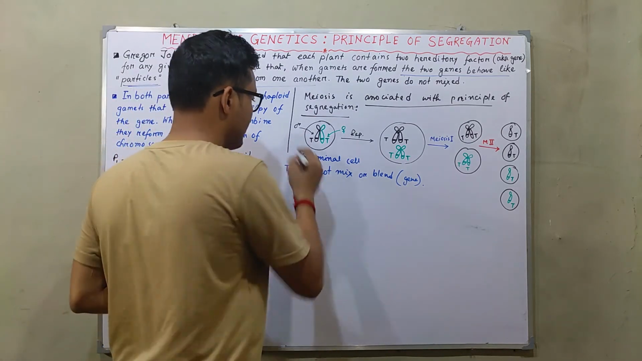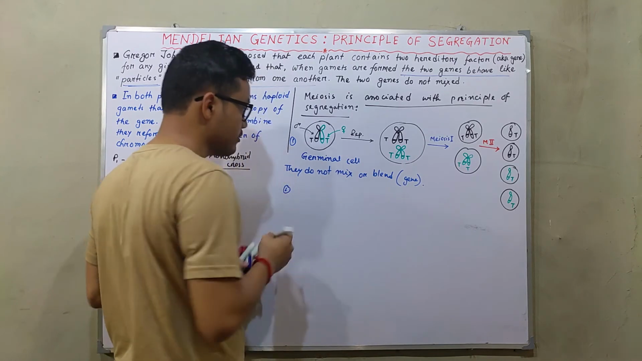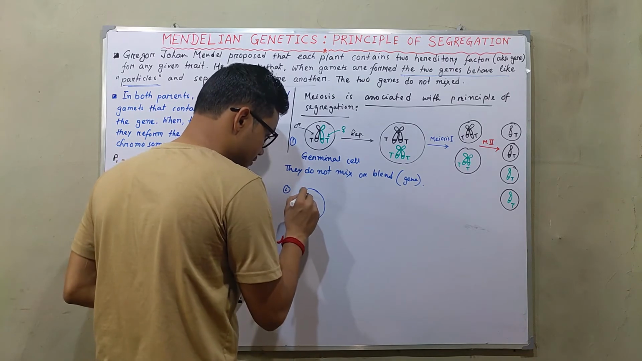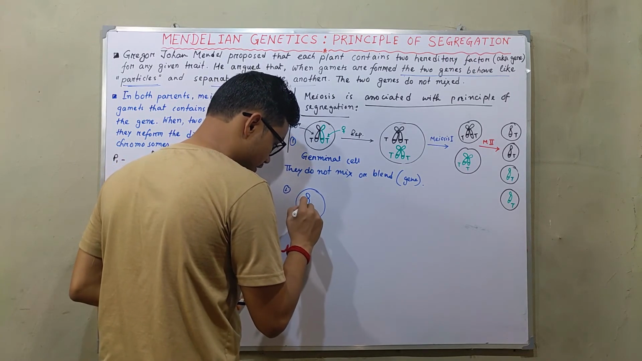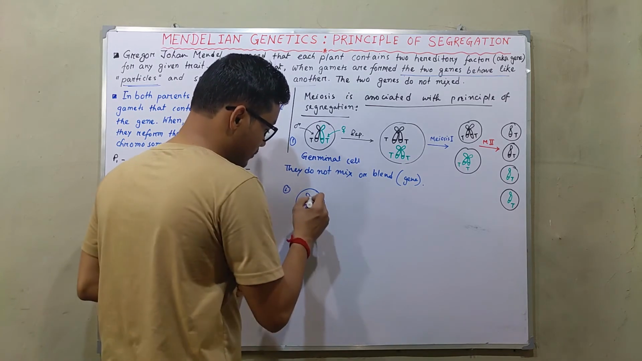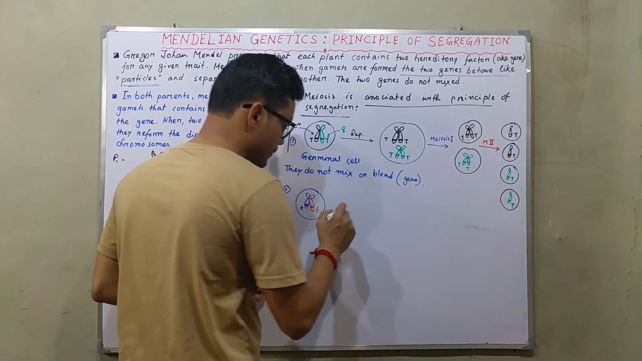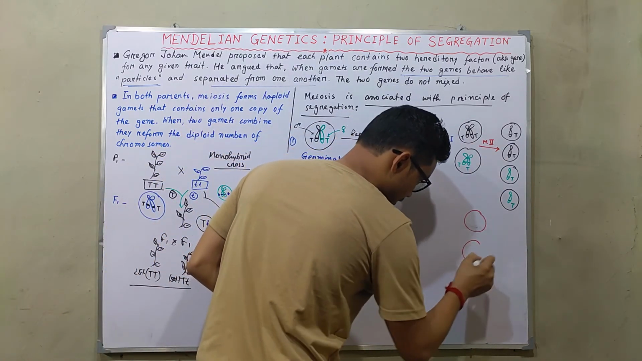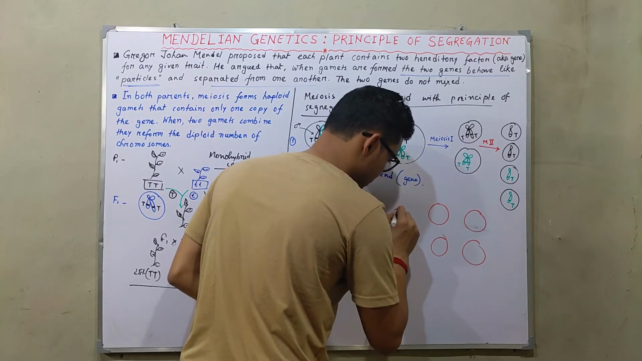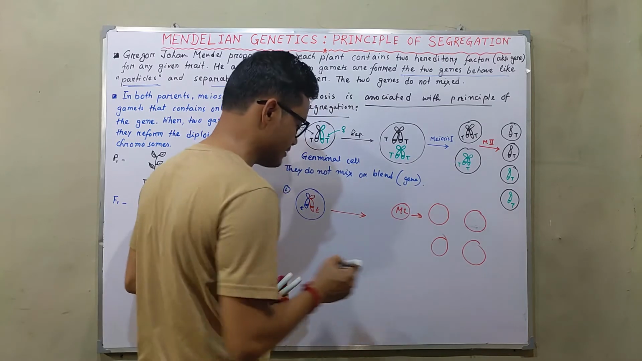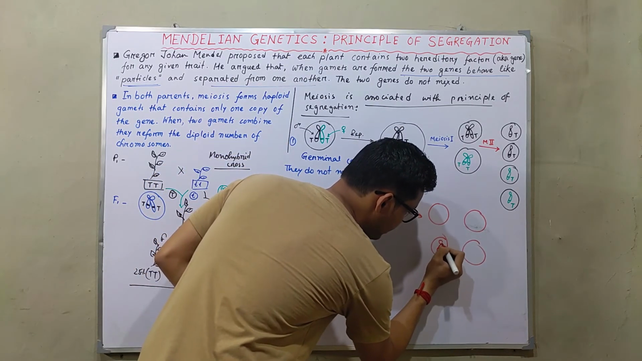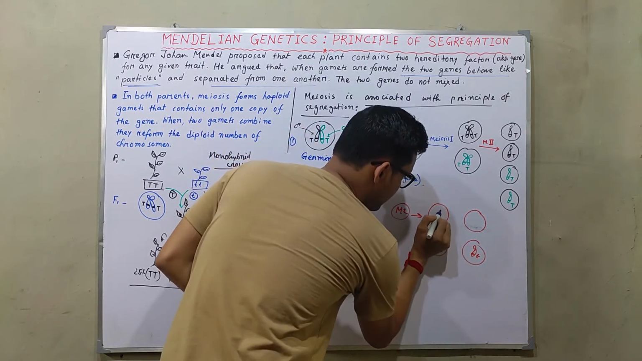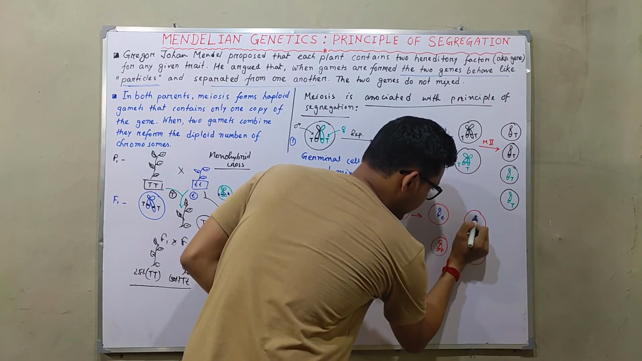So this is one parent, right? And in the second parent also we observed the same phenomenon, that is one has small t and another one also has small t, okay? And after all of the process is gone, after the completion of meiosis two, we have got four gametes. So all four are small t.